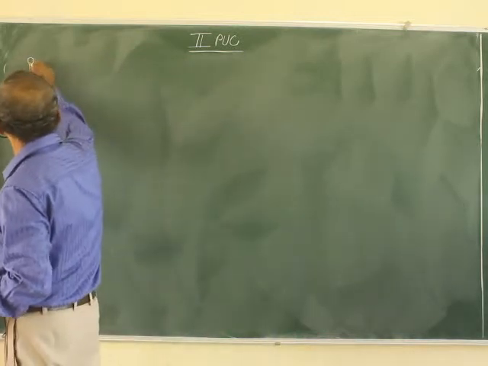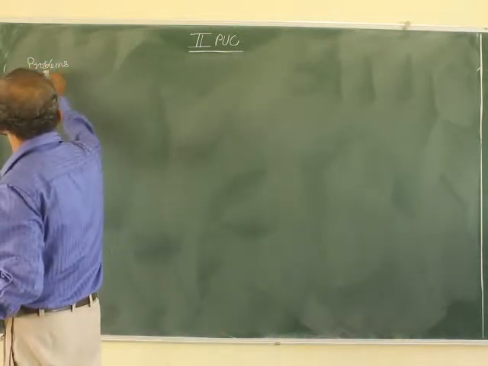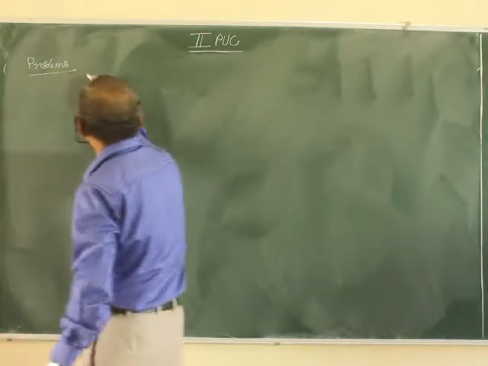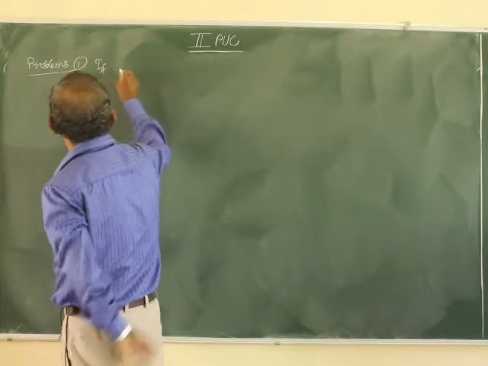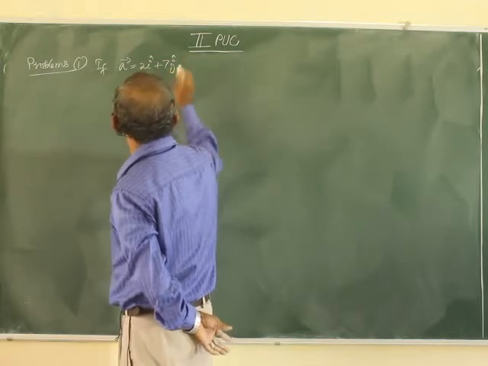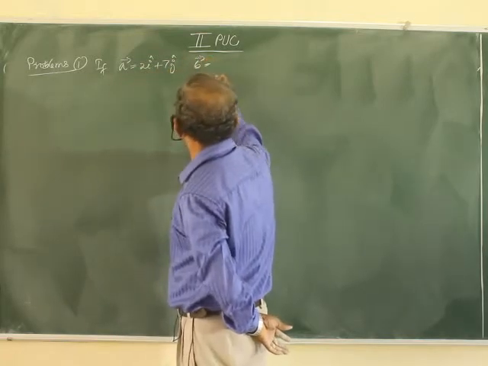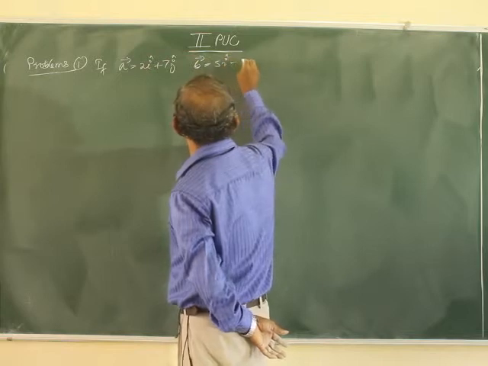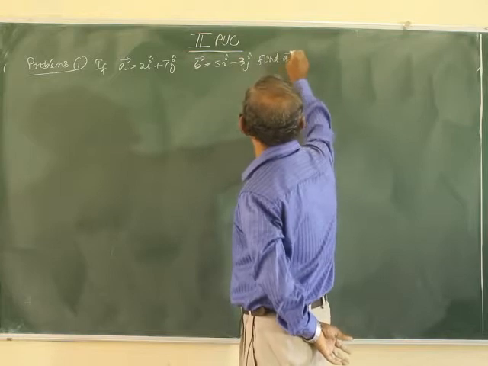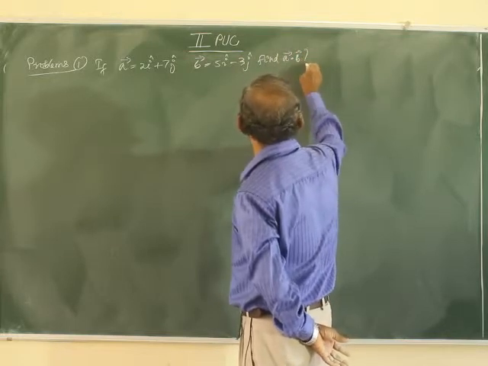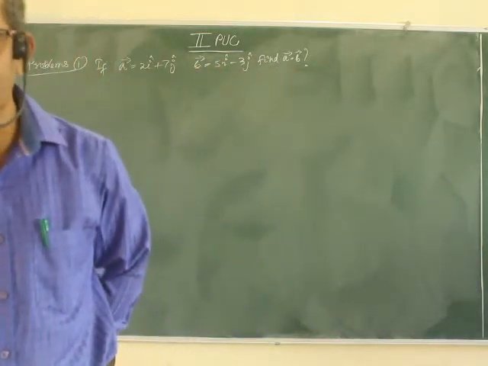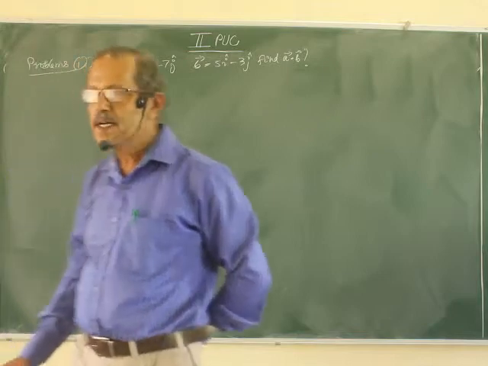Problem number 1. If A equal to 2i plus 7j, B equal to 5i minus 3j, find A dot B. Now work out carefully. Theory part over. Now the problems.